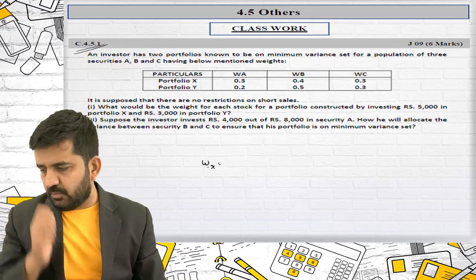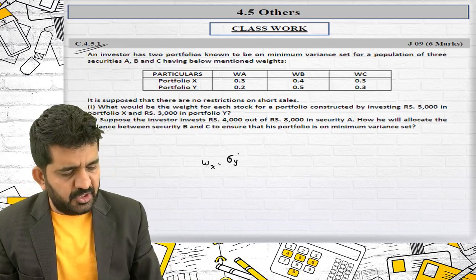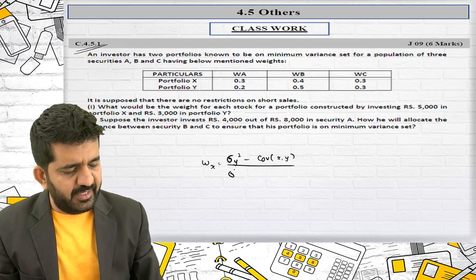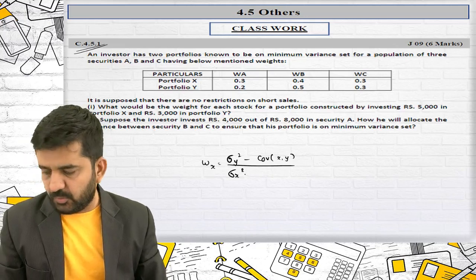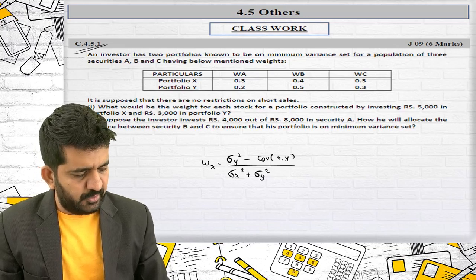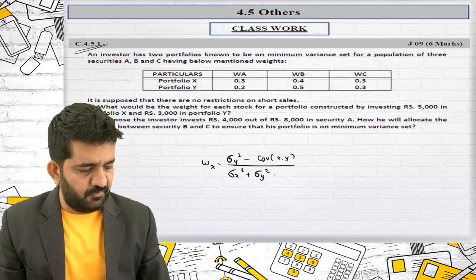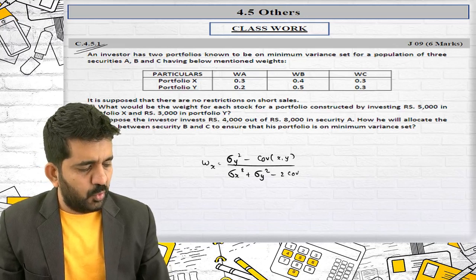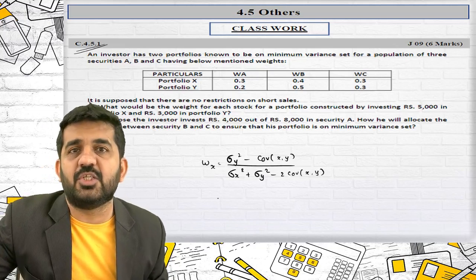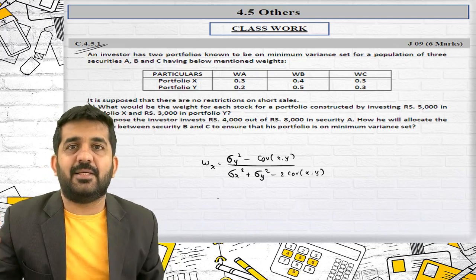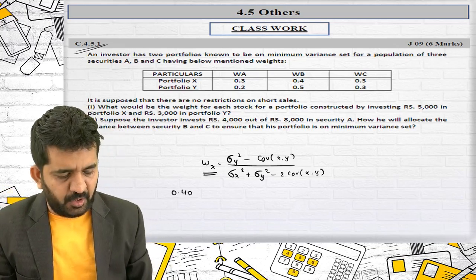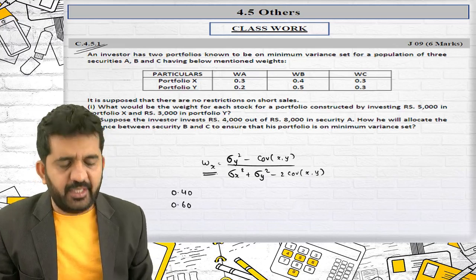X, which will be equal to standard deviation of y whole square minus covariance between x and y, divided by standard deviation of x whole square plus variance of y, that is standard deviation of y whole square, minus 2 covariance between x and y. You remember we have not elaborated this formula, but this is the weight of x, which will be the answer. Say weight of x is 0.40, then weight of y will be 0.60.